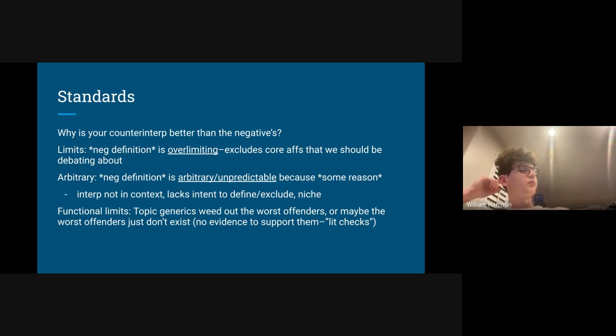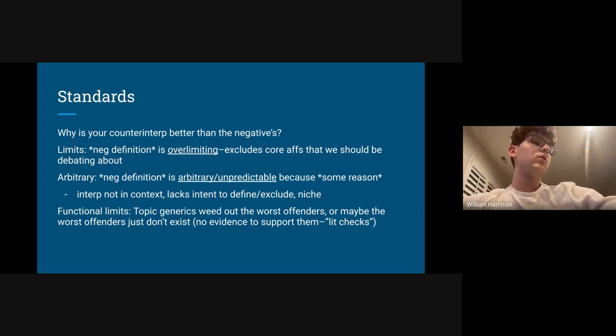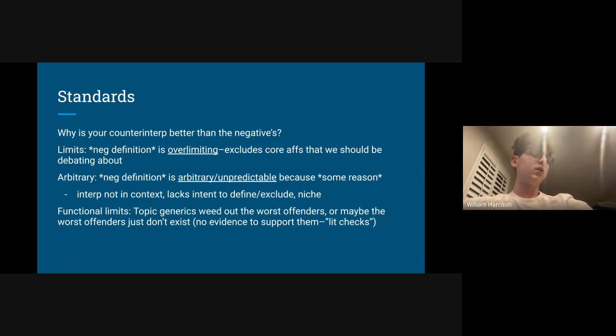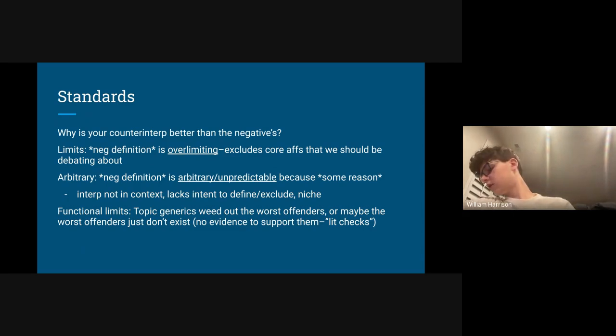So let's say somebody says "significantly strengthen" must mean a bigger change than your change is. You would say that nobody's arguing for tiny little nitpicky changes because there just isn't the evidence out there to support those, which is probably not true on this topic. But anyway, this argument is also called lit checks. The second aspect of the functional limits argument is that the existence of literature and research about a particular AF proves that it is both somewhat valid and debatable, and that it's not the worst offender under their interp.